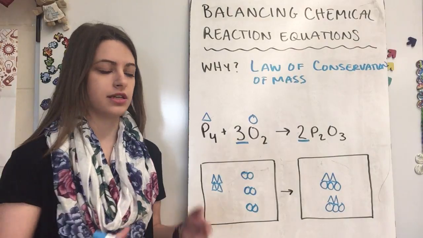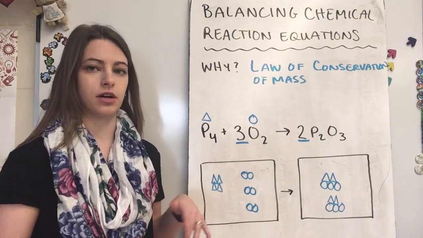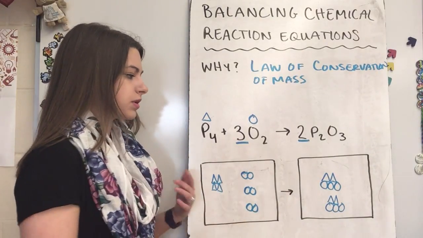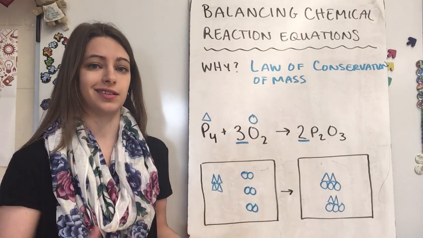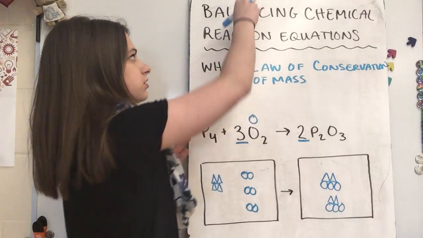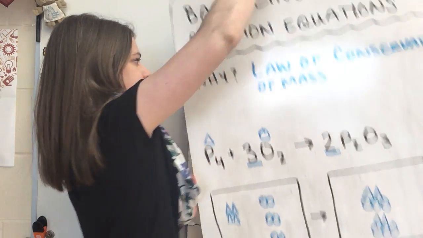So that helps us visualize by drawing this particle diagram. It helps us see how our total number is staying the same, even though the atoms are being bonded a little bit differently. So let's look at a different type of example.